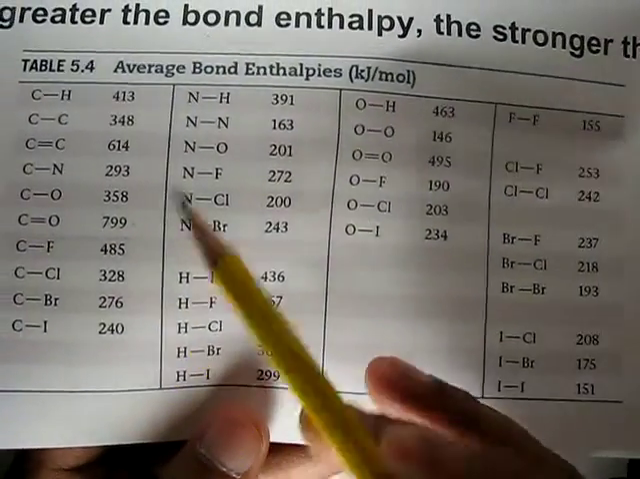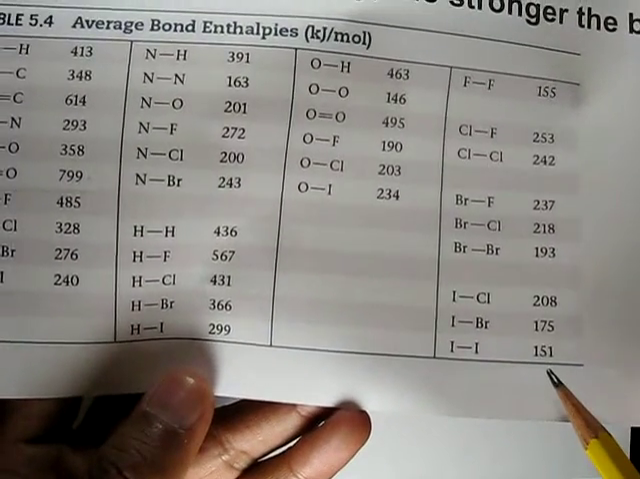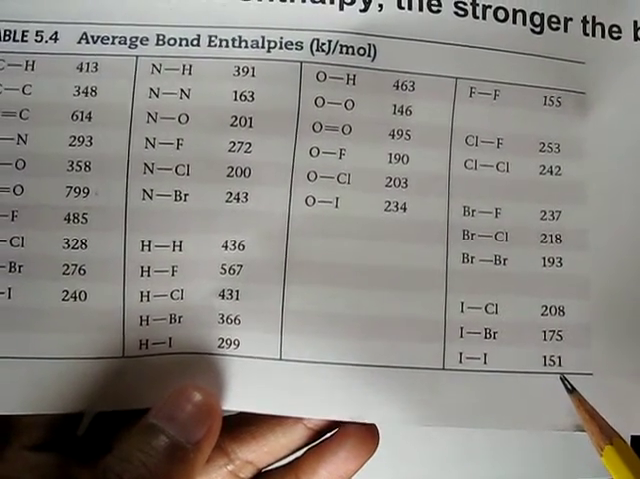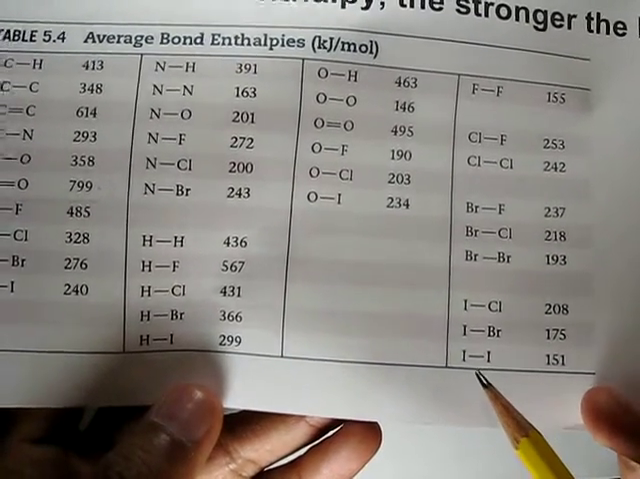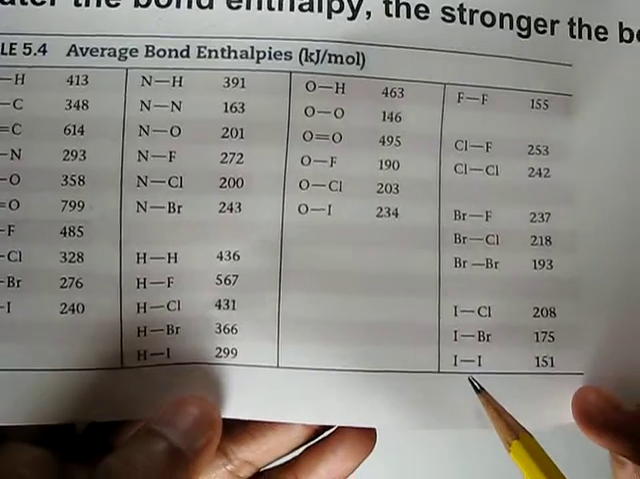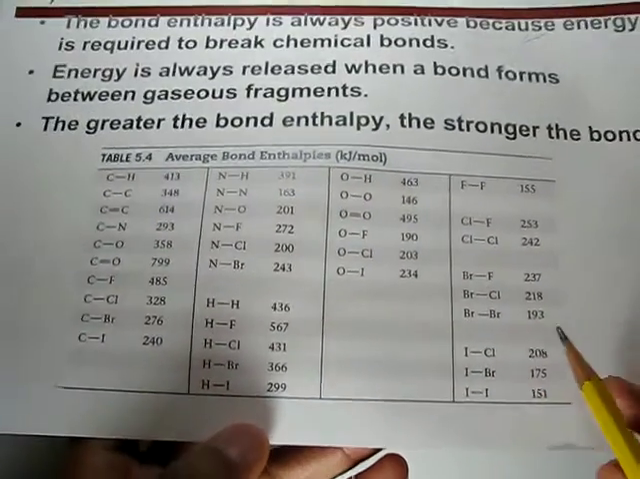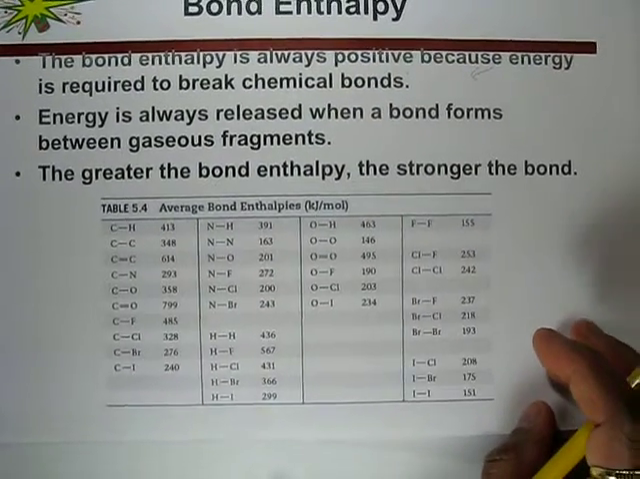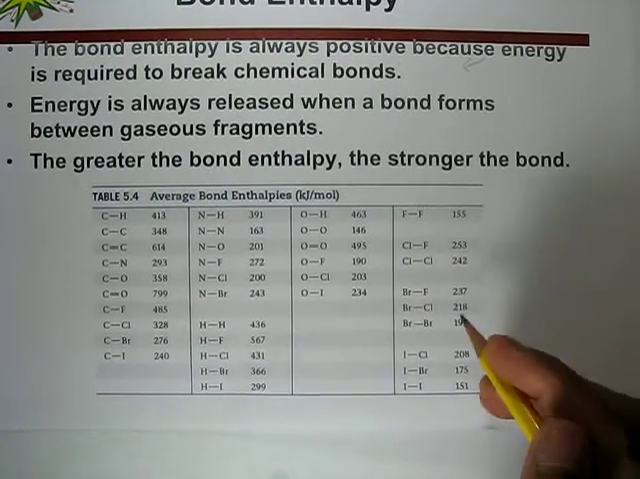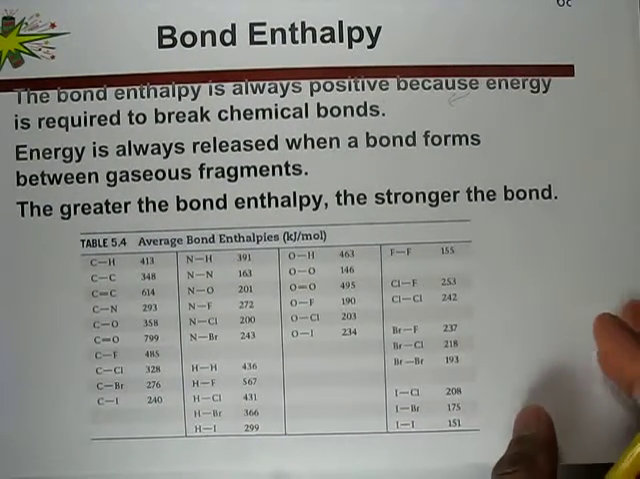And the lowest we can find, I think this is the lowest one, 151 kilojoule for iodine gas. That is why iodine is very volatile. It very easily evaporates, and it can easily break the bond, so the bond enthalpy is very low for this iodine.